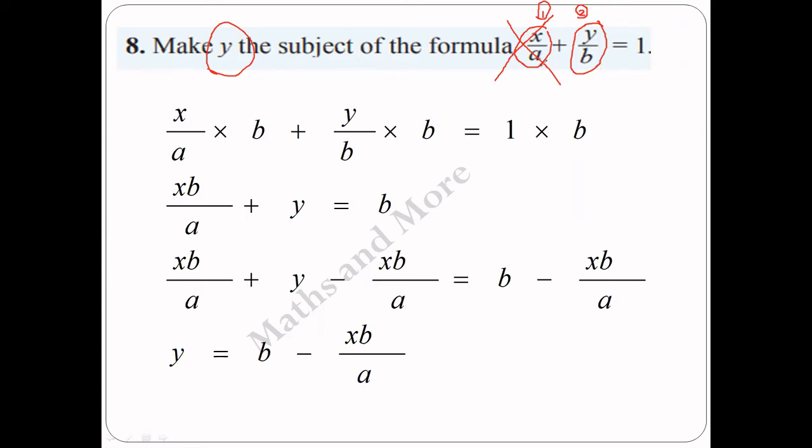So how to remove this X over A? How is X over A combined to this Y over B? By addition. Here in the left hand side, no sign means addition. Y over B is added to X over A. So this is an addition. Do the inverse operation. Okay. That is one method.